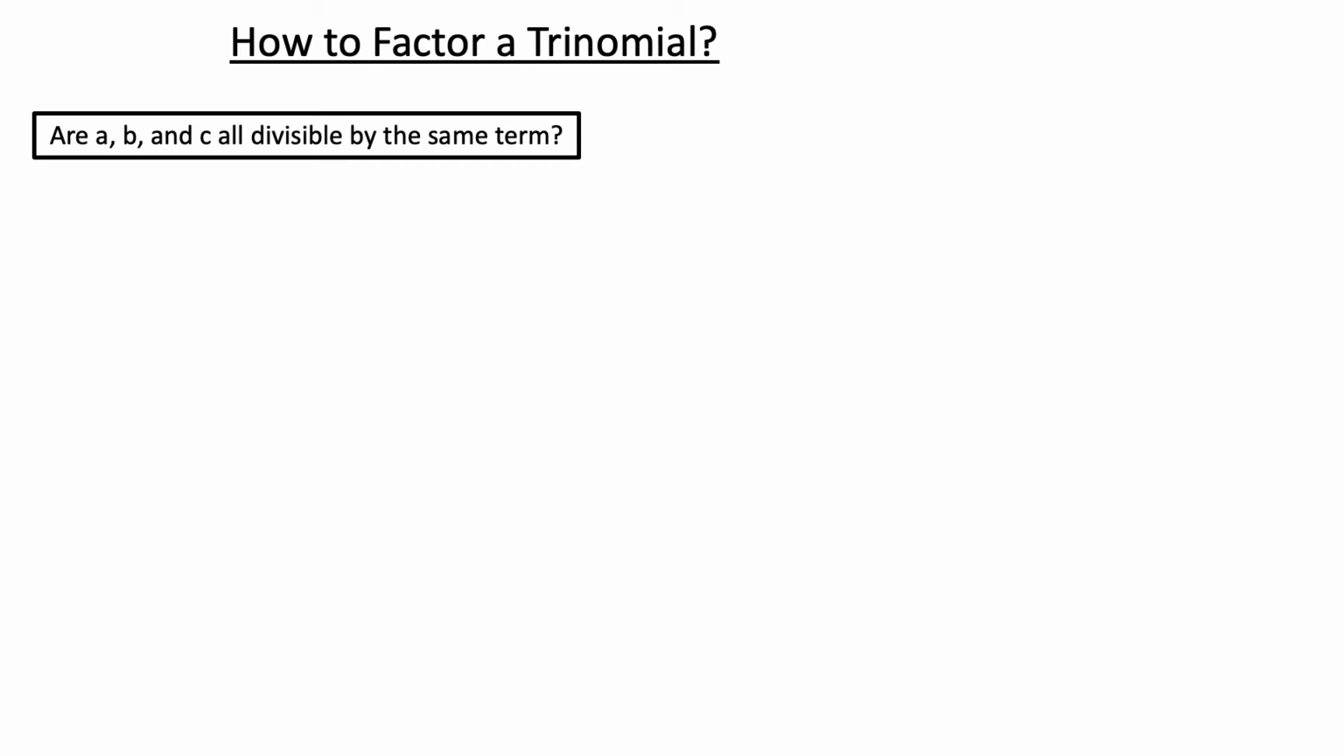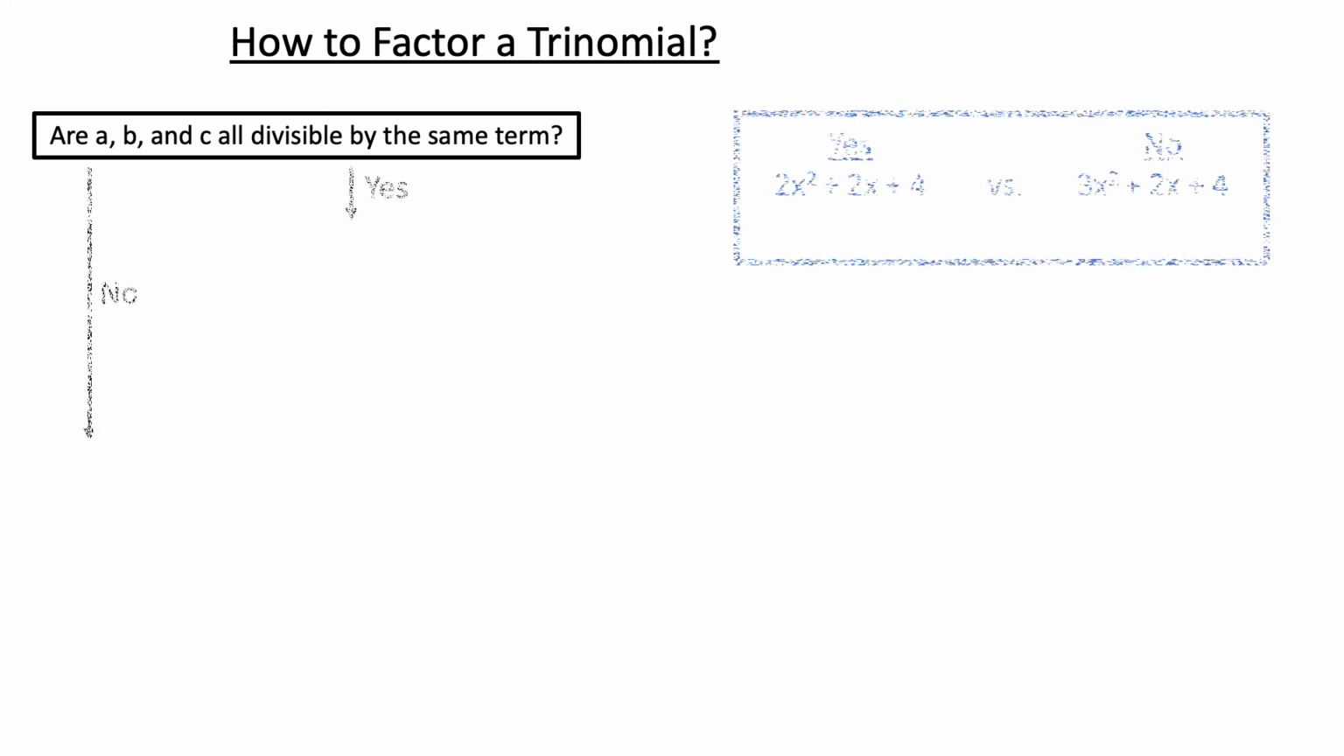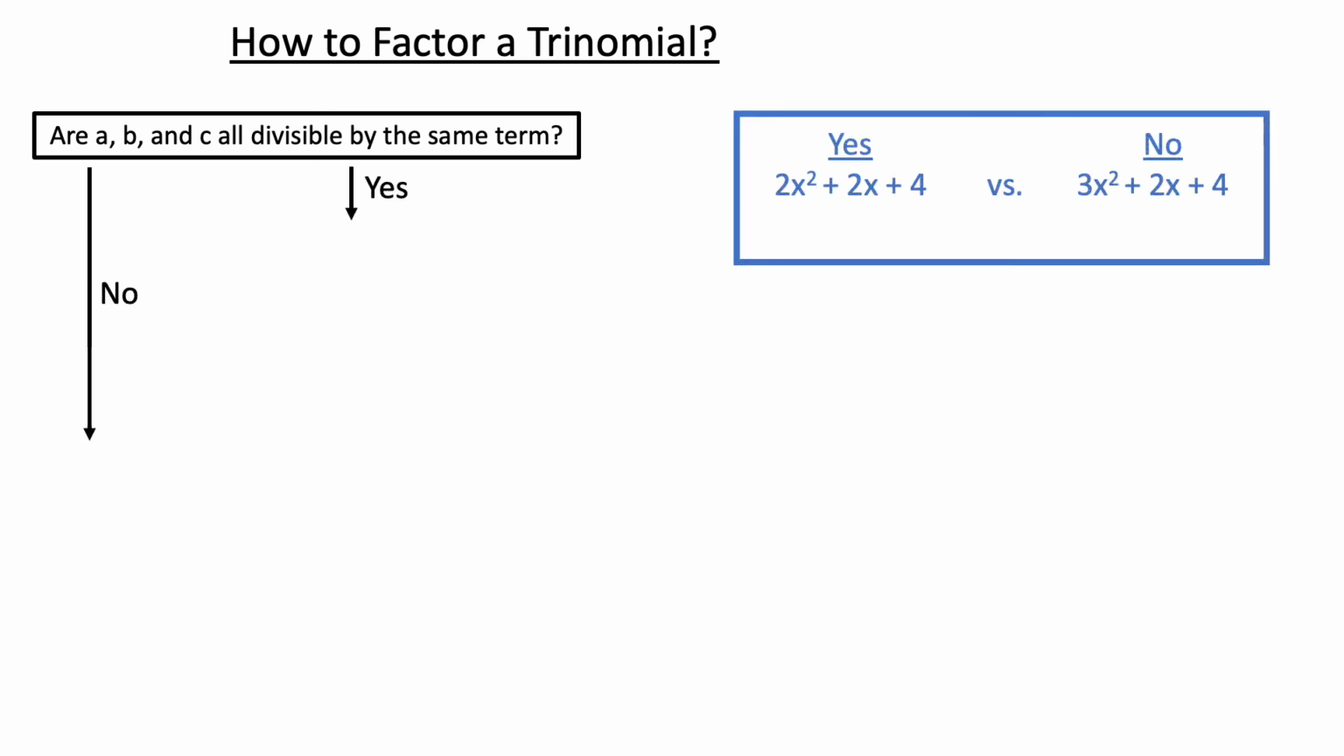This was actually the slide that I started with, and while I showed it all at the start, let's go step by step to go through this. The first question you want to ask is, are a, b, and c all divisible by the same term? For example, on the left here, they could all be divided by 2, whereas on the right, there is no common factor we could pull out of these. If there is a common factor you can pull out, this is when common factoring comes into play, and as I mentioned, you could common factor out a value of 2 from this expression.